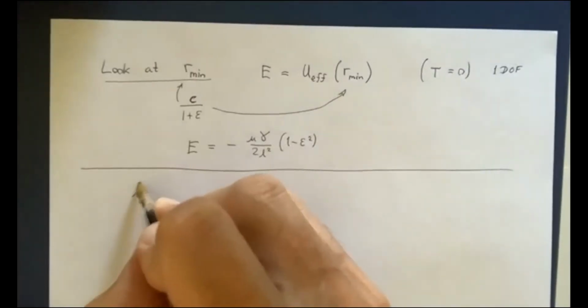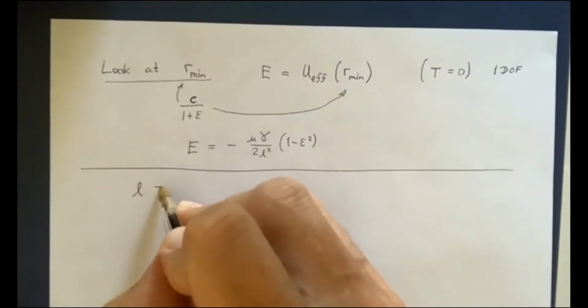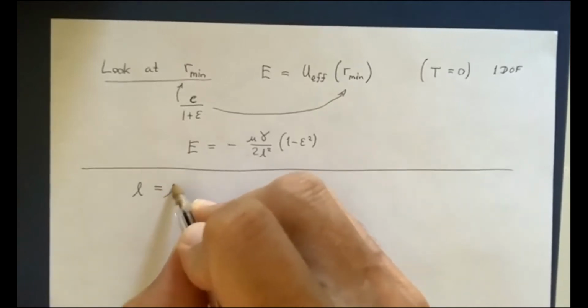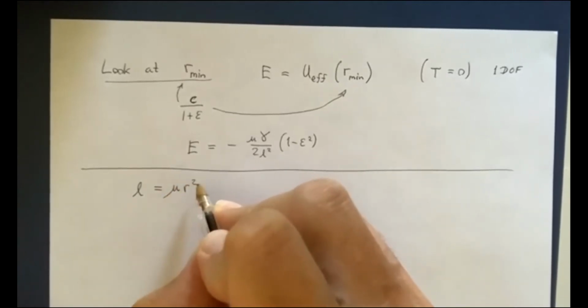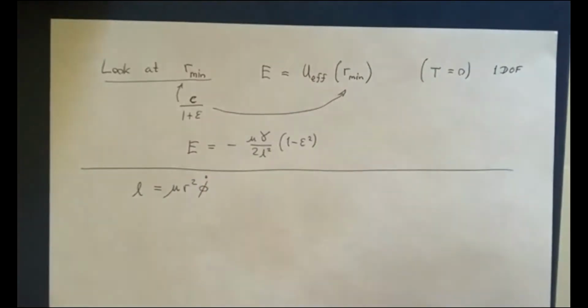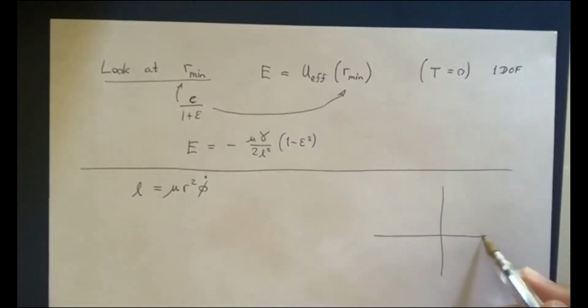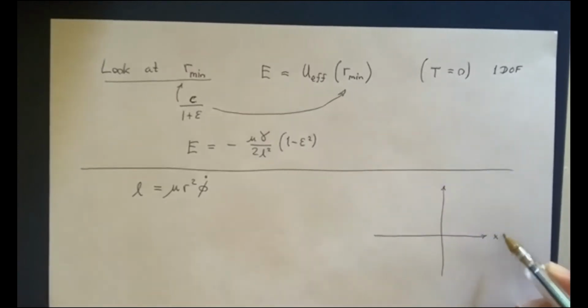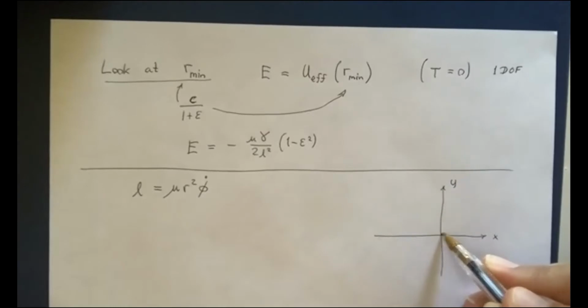We have L, the cursive lowercase l, equaling mu r squared phi dot, and this is a constant. Let's appreciate that this is telling us the rate at which we sweep out area. Let's draw the picture. So here's the origin.